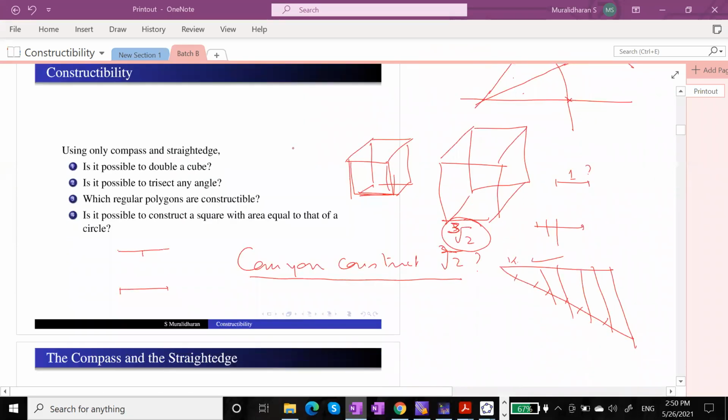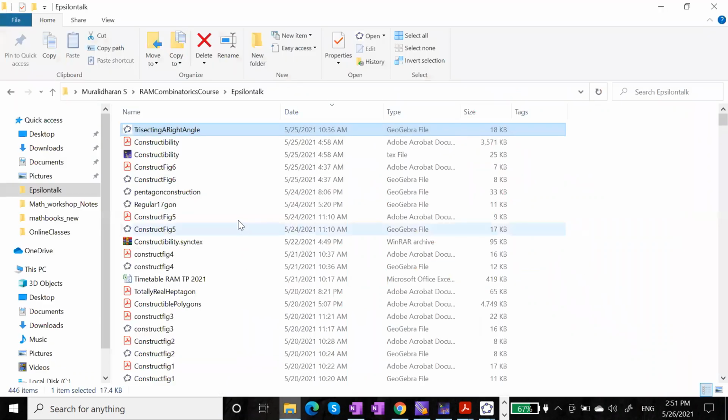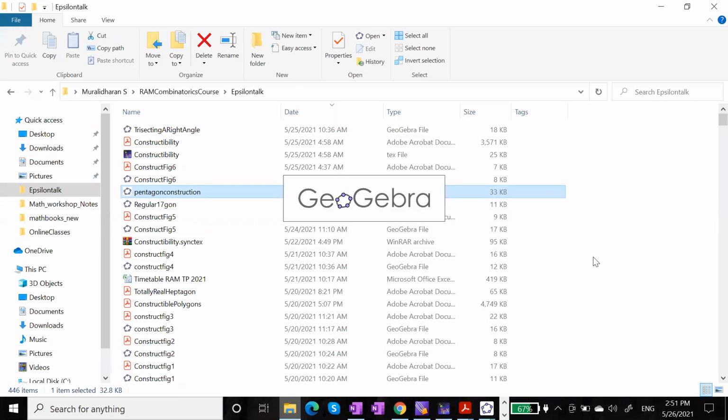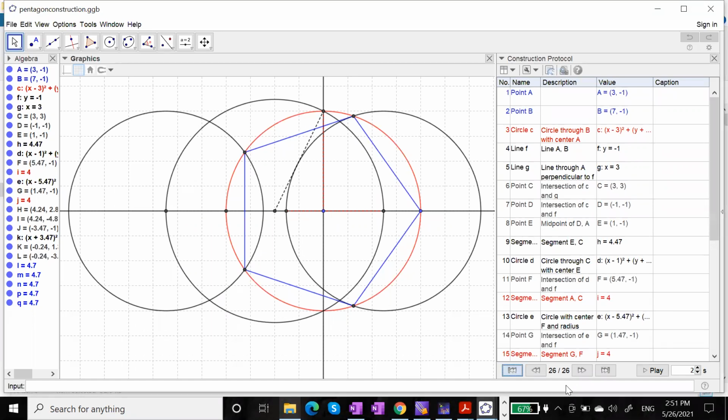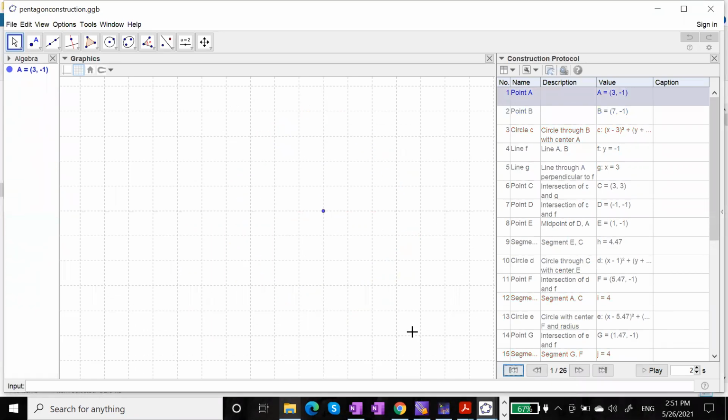Okay, so they were asking these 4 questions. That is, is it possible to trisect any angle? Are there regular polygons which are constructible? We already saw the triangle and square. And let me show you a pentagon construction. Again, that it does construct a regular pentagon is left as an exercise.